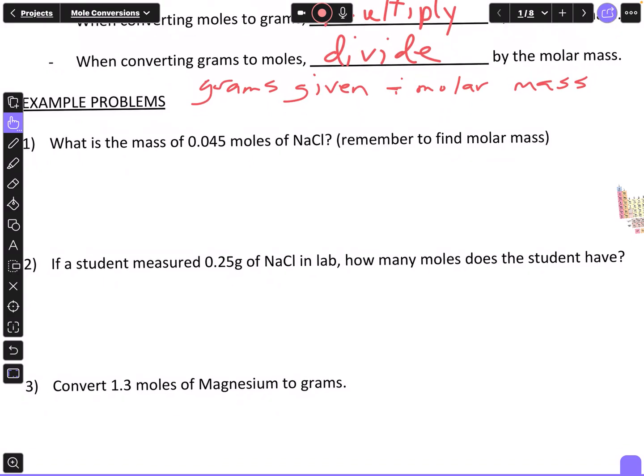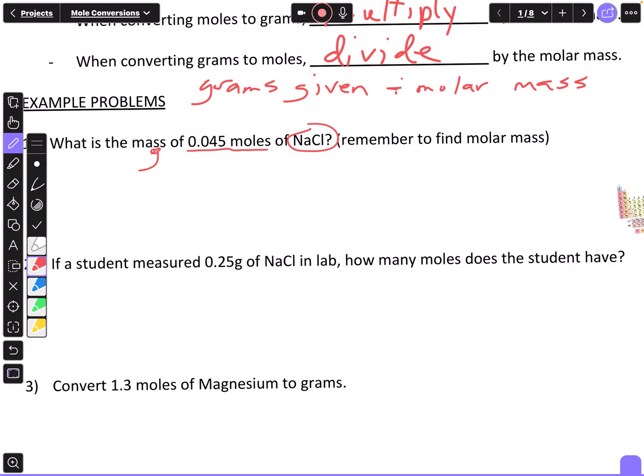So if we look at a problem, it says, what is the mass? Anytime it asks you what is the mass, it is asking you for grams. Always keep that in mind. So if it's asking this, you're given in the problem 0.045 moles of NaCl. You got to remember to find the molar mass first. Our conversion factor we're going to use is our molar mass, so we need to calculate that.